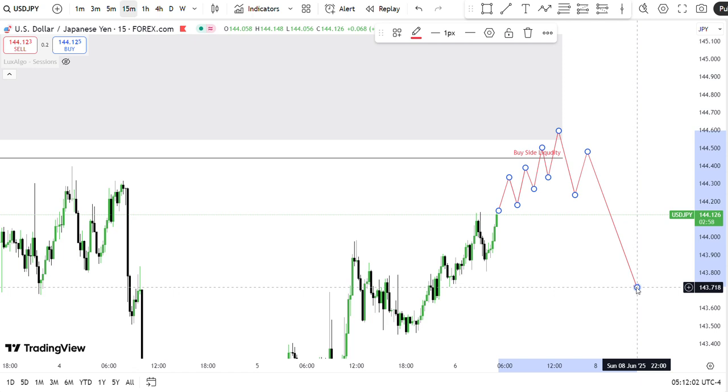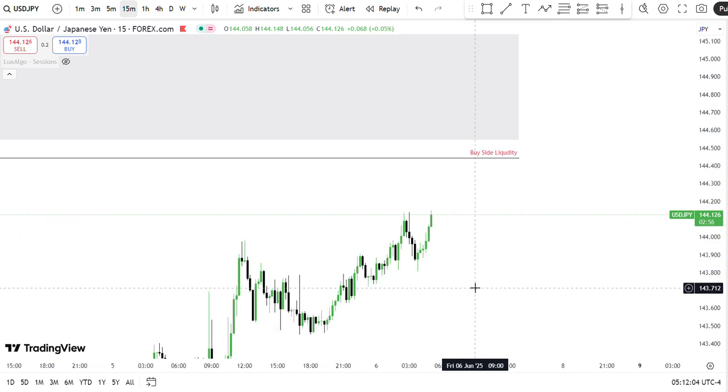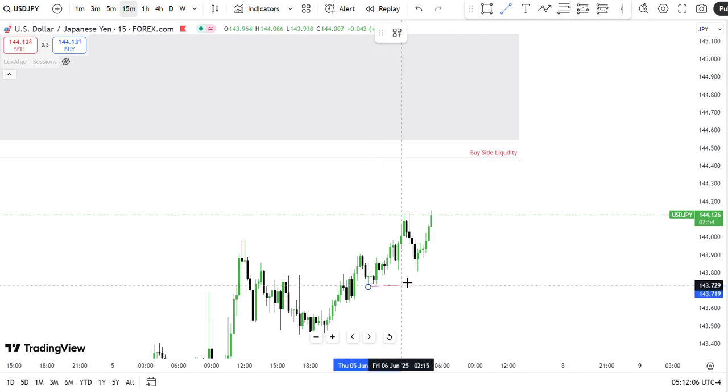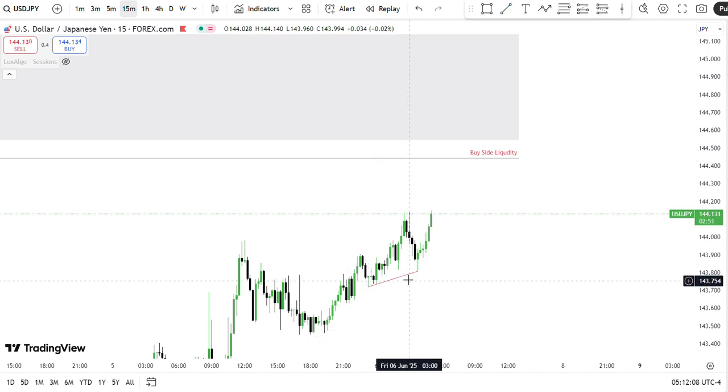In 15 minutes, we can see here trendline engineered liquidity. This is called trendline engineered liquidity. The market will take liquidity one by one, two, three, four. It will take them easily, so we should be waiting for an opportunity.